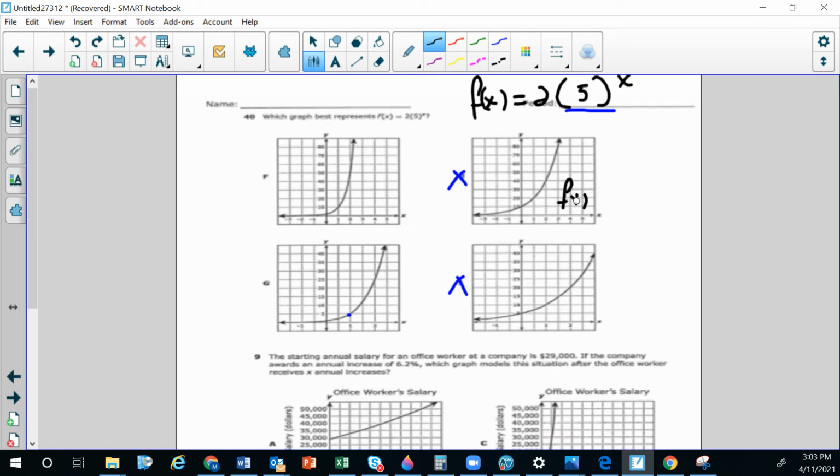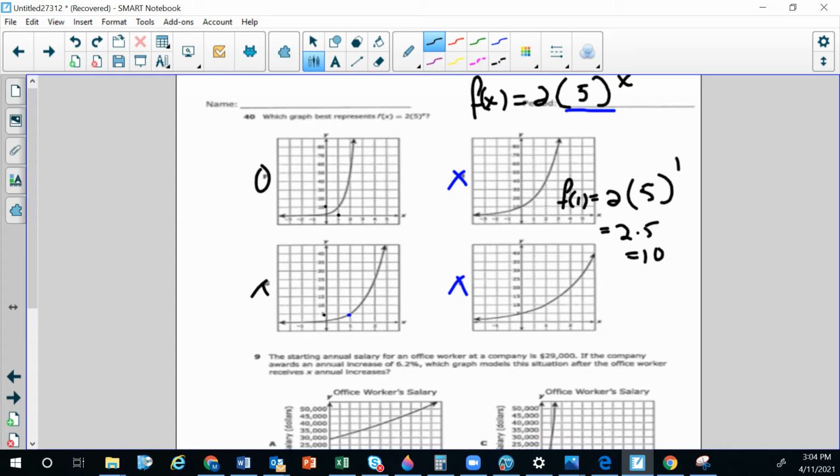When f of 1. Okay, when x is 1, that's going to give me 2 times 5 raised to the power of 1. Well, 5 to the power of 1 is just 5. So that gives me 2 times 5, and that equals 10. Over here, this is 5. So when x is 1, that's 5 right there. So G is not the answer. When x is 1, the y value is 10. So F is the answer. All right. So that's how you can do some reasoning and figure out which one is the correct answer.